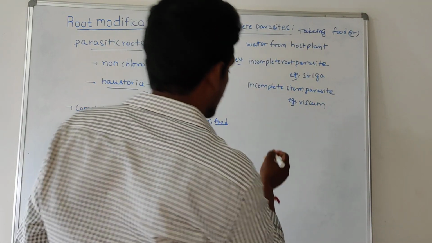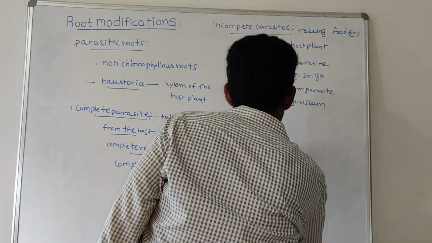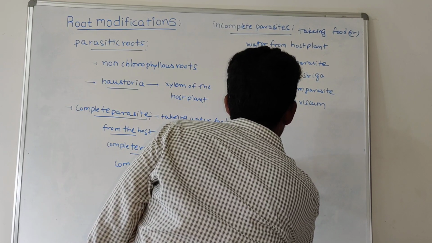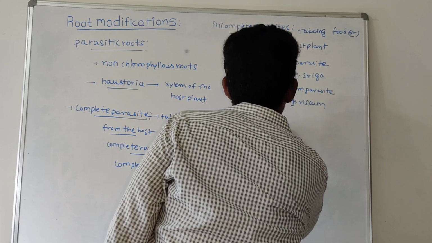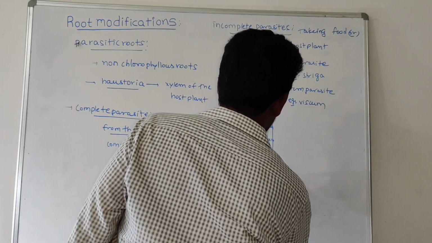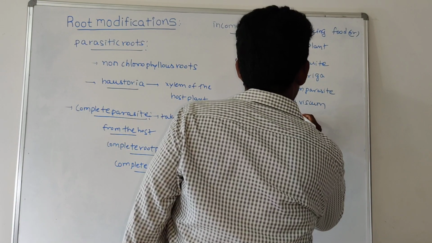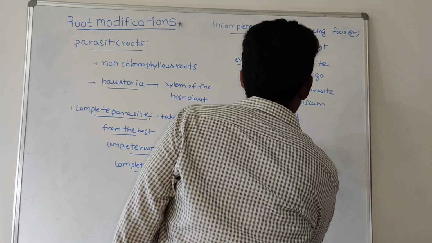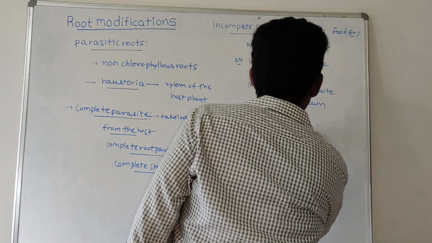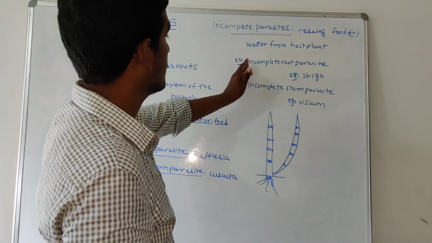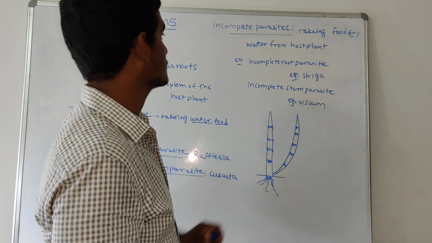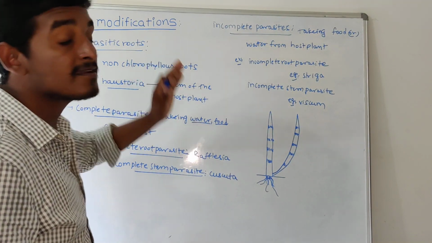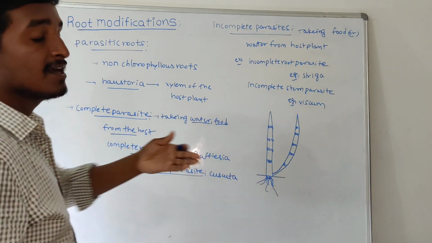If you see the diagram of Striga, it shows the host plant, and from the host plant, it is a parasitic Striga plant. It is obtaining either food or water from the host. That's why we call it an incomplete parasitic plant. So that is about parasitic roots. They depend on other plants for taking either food or water. Next we will discuss the remaining root modification.